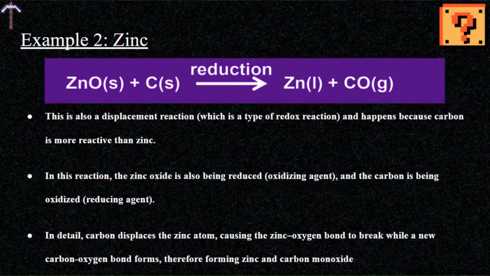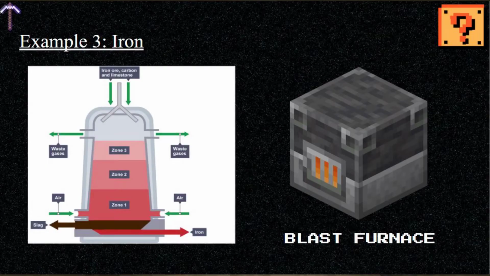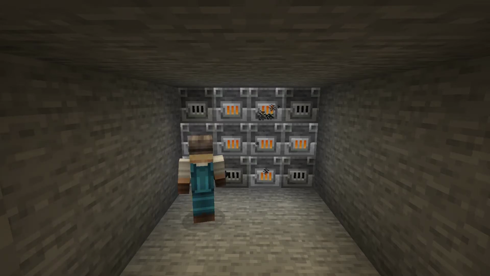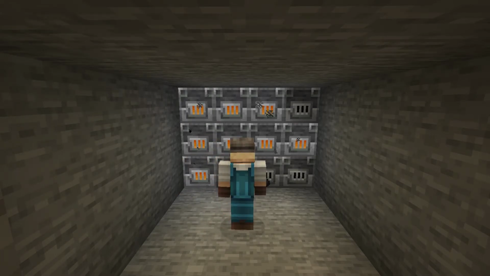In detail, carbon displaces the zinc atom, causing the zinc-oxygen bond to break while a new carbon-oxygen bond forms, therefore forming zinc and carbon monoxide. Example 3. Iron. Finally, let's look in complete detail at how iron is extracted from an iron ore. This process is commonly done via a huge container called a blast furnace.